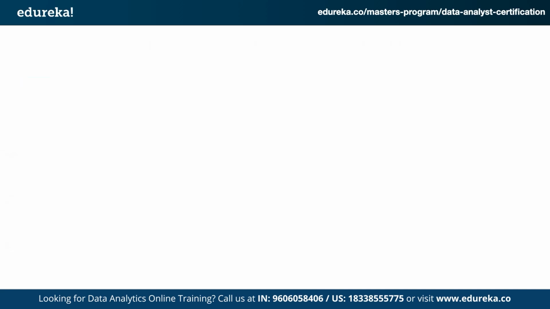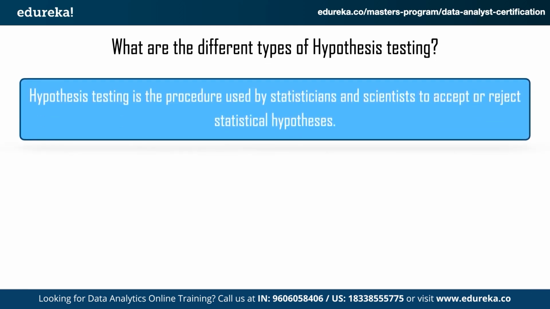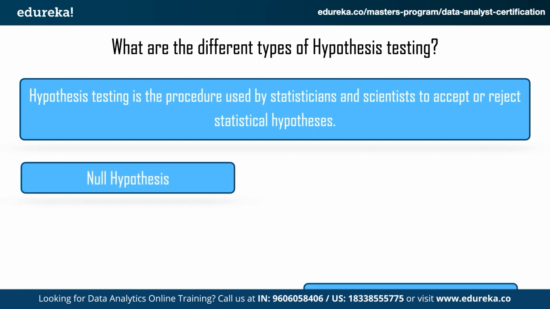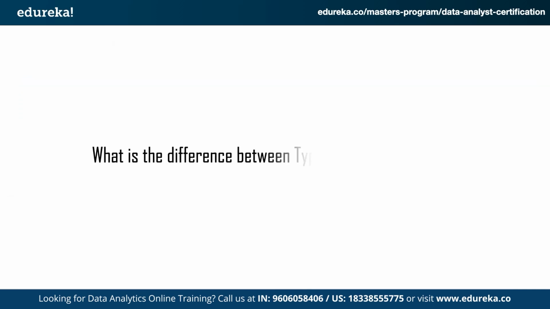And with that, we come to the next question, which is, what are the different types of hypothesis testing? A hypothesis is basically just an educated guess about a specific parameter or population. And hypothesis testing can be described as the procedure used by statisticians and scientists to accept or reject a statistical hypothesis. Now, in hypothesis testing, you have two different kinds of hypotheses. The first is a null hypothesis, and the second one is an alternative hypothesis. Now, you can also get another question based on this concept. What is the difference between type 1 and type 2 errors?